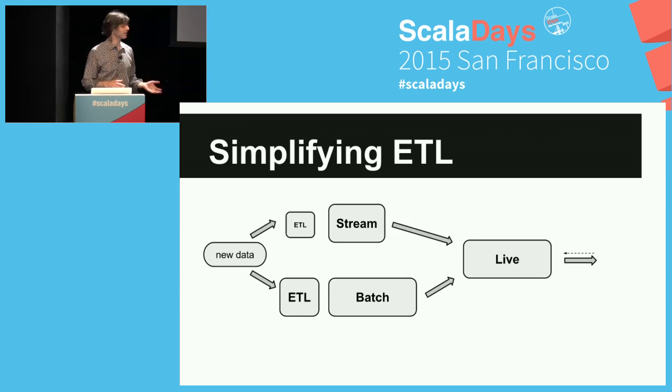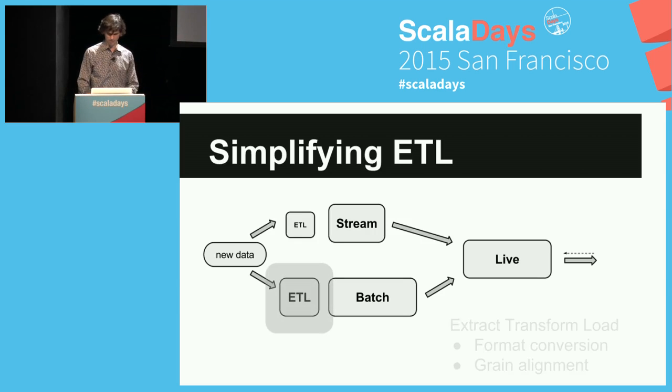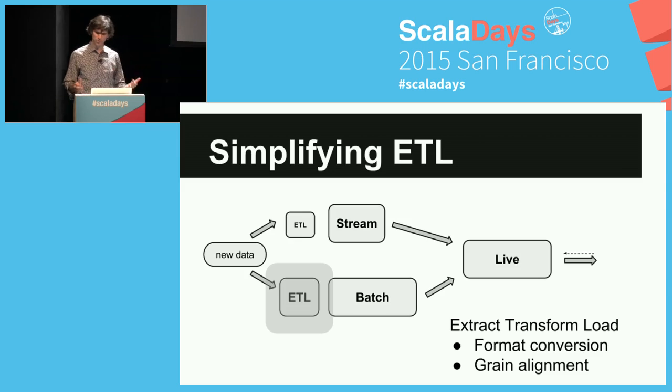Okay, so now back to our architecture story. We're trying to simplify. We made the stream layer a little smaller. So let's take a look at this ETL thing: extract, transform, load. What are we doing in this extract, transform, load? Usually, we're doing a couple of key things. We're going to do format conversion. We've got the data formats of the real world, and we're going to convert those into the data formats that are convenient for analysis. But I'll note that we're probably doing that already, over here for the stream layer.